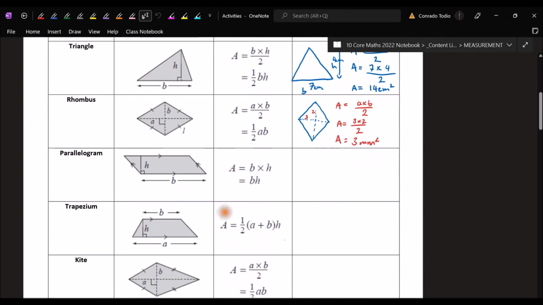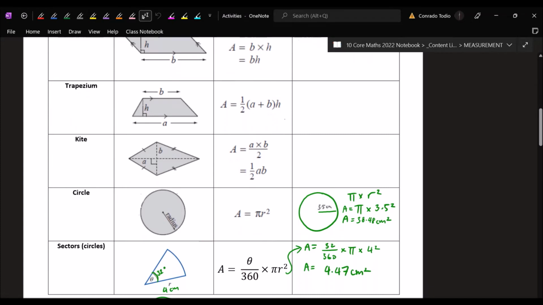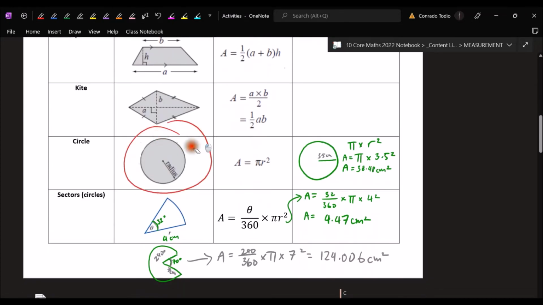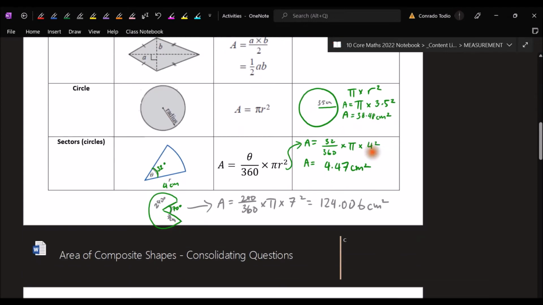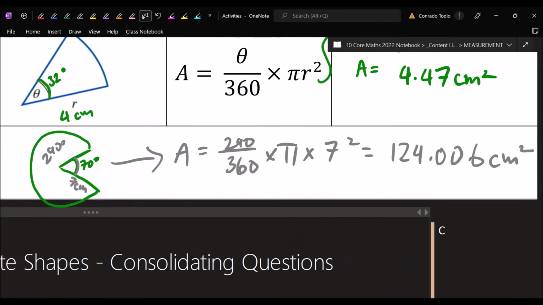Okay, so we looked at areas of squares, rectangles, triangles, a rhombus, which looks like a diamond, a parallelogram, a trapezium, a kite, which again looks like a diamond, and then your circle, and then two types of radius sector areas. The reason I included this Pac-Man shape is because I've seen this come up in exams and SACs before. So you just want to be aware of how this works.